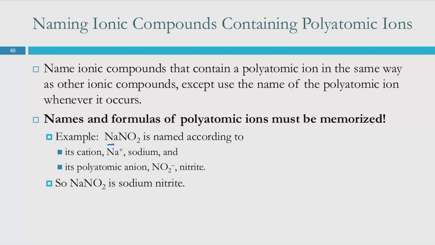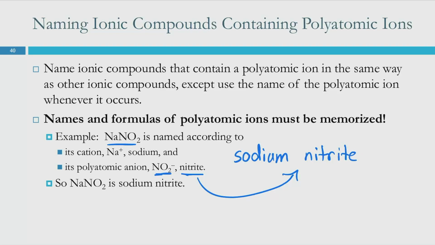So an example, NaNO2 is named based on its cation, Na+. Sodium always forms a 1+ charge because it's an alkali metal. So the name is sodium. And then depending on where we are in our memorization, we'd either look up or know that NO2- is nitrite. So this would just be sodium nitrite.